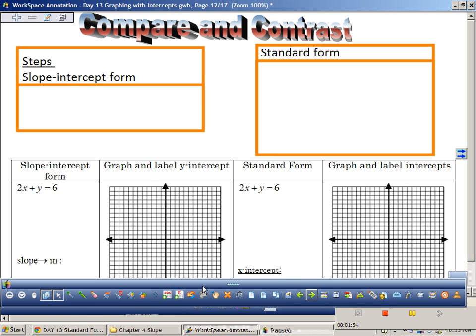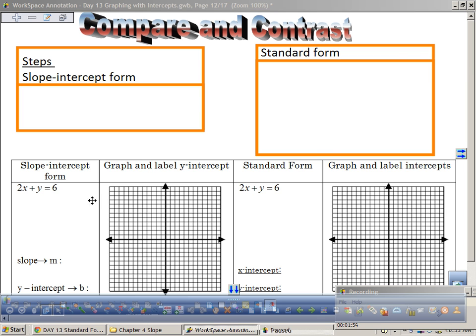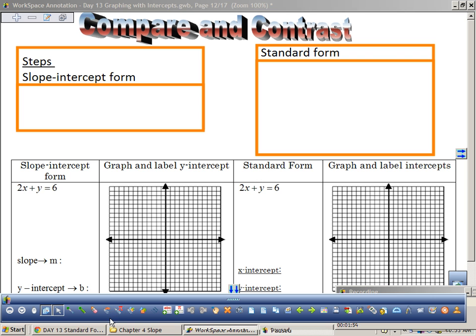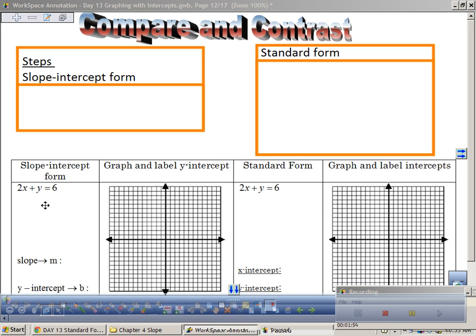Okay, pencils down. Let's compare and contrast. What do you notice about these two equations? They're exactly the same. But we're going to do two different methods here. We're going to solve in slope-intercept form and in standard form. Which one do you want to do first? The one that's familiar to you or the other one? The other one. Okay, let's do the other one.